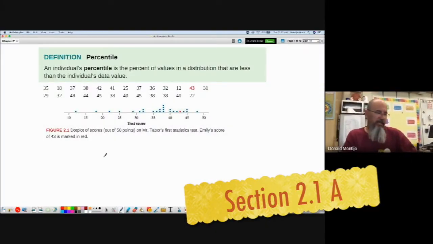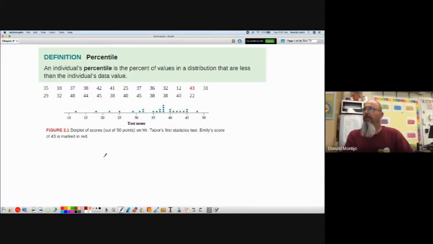All right, welcome to chapter 2, modeling distribution with data. This is probably one of the most important foundational concepts for the rest of our year. What do we mean by modeling distribution of data? Well, first we're going to start by describing the location in a distribution.